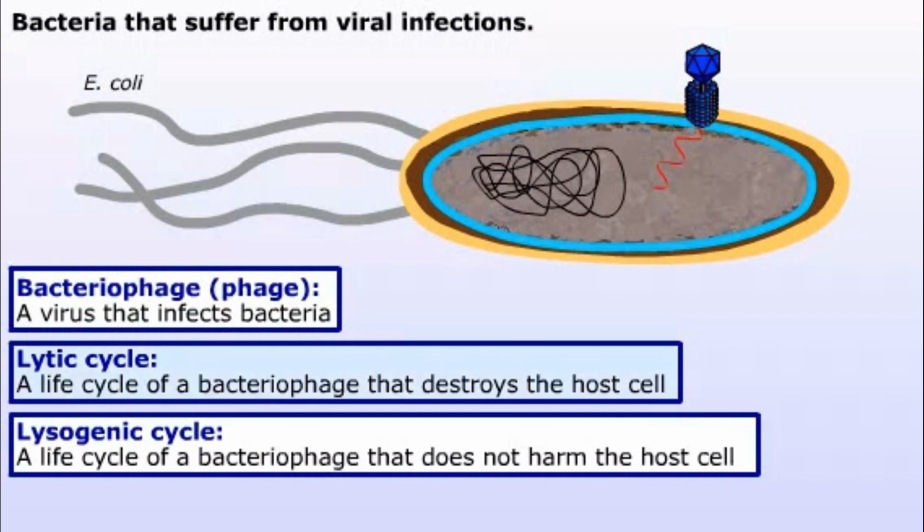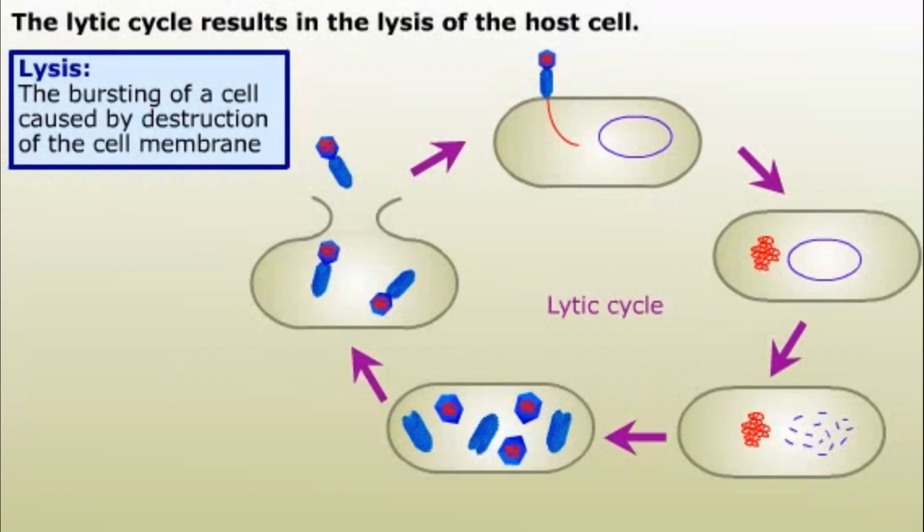Some phages have two life cycles. One cycle, the lytic cycle, destroys the host cell. The lytic cycle is called lytic because it results in the lysis of the host cell. Lysis is the bursting of the cell caused by destruction of the cell membrane.